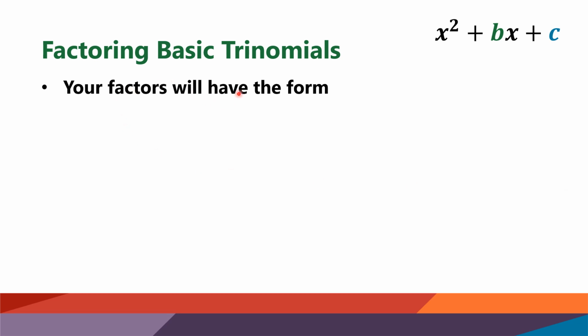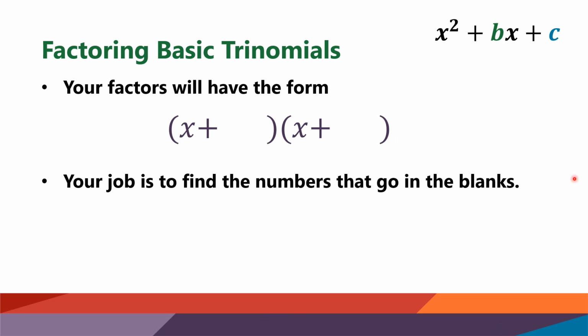Your factors, whenever you factor this trinomial, will have the form parentheses x plus blank, close parentheses, and then the same thing again. So parentheses x plus blank, and then a second set of parentheses. All right, so your job is to find the numbers that go in the blanks that when you multiply this back out, you get back to the original trinomial.